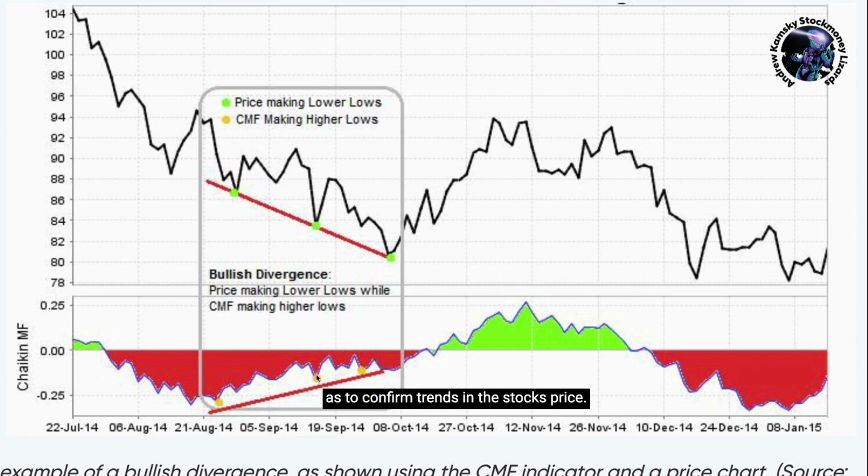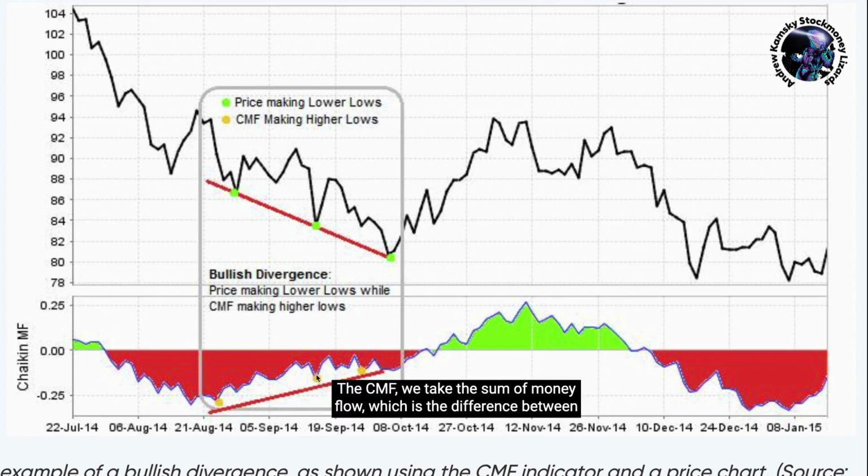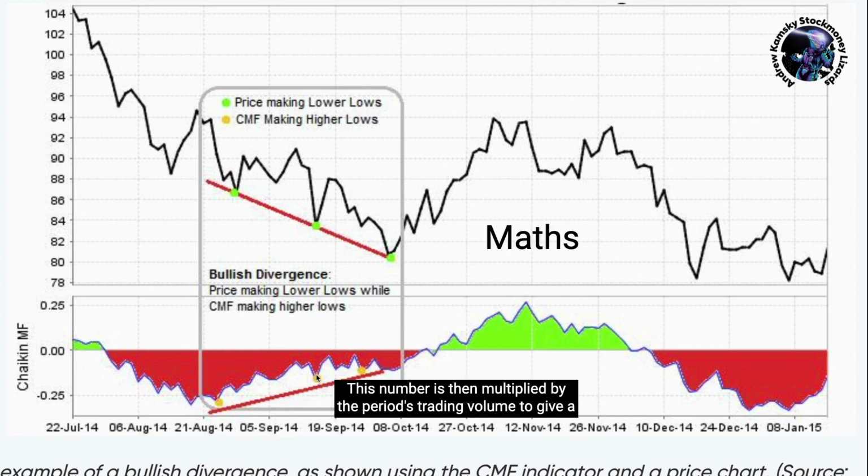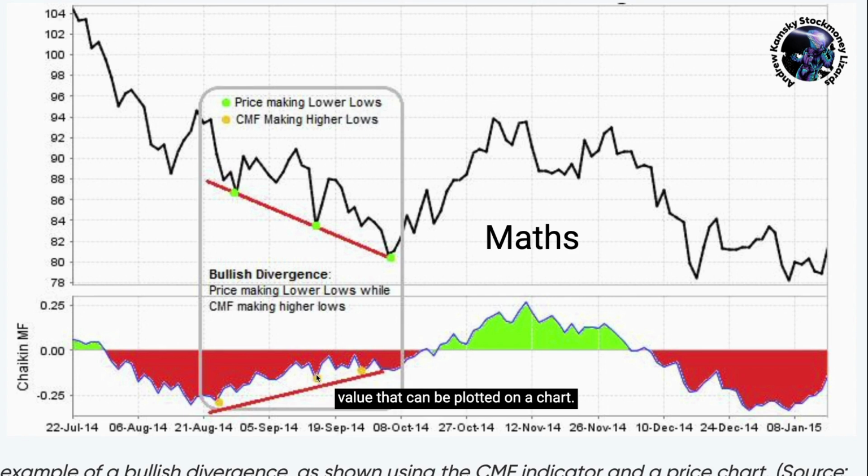stock's price. To calculate the CMF, we take the sum of money flow, which is the difference between the close and the low for a given period, and divide it by the sum of the trading volume. This number is then multiplied by the period's trading volume to give a value that can be plotted on a chart. The CMF can be used in a number of different ways.